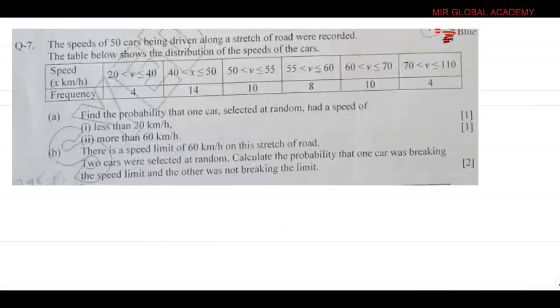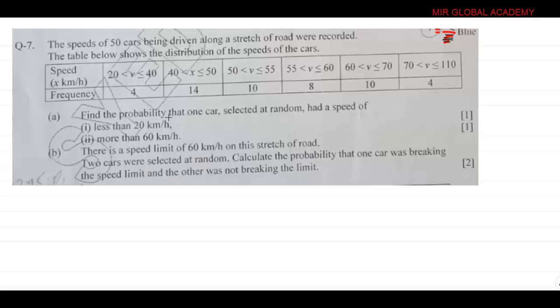The speed of 50 cars being driven along a stretch of road were recorded. The table below shows the distribution of the speeds of the cars. The 4 cars have speed between 20 and 40, and 14 cars have speed 40 to 50, and like that.